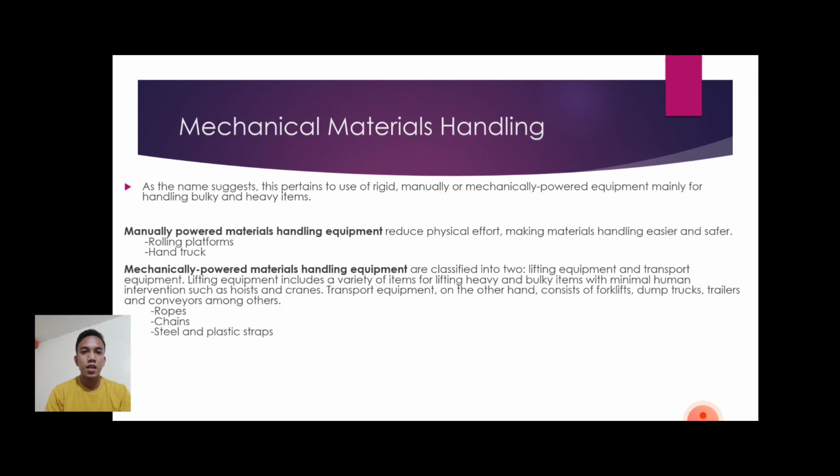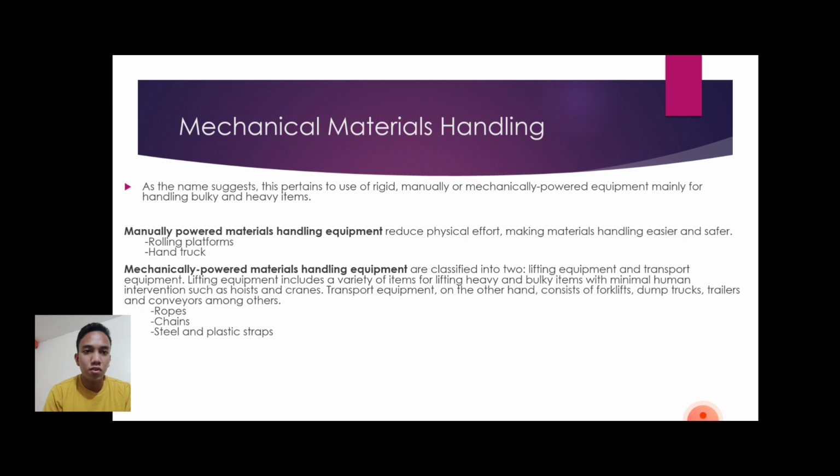Mechanical materials handling, as the name suggests, pertains to use of rigid, manually or mechanically powered equipment, mainly for handling bulky and heavy items. Manual powered materials handling equipment reduce physical effort, making materials handling easier and safer. That is the rolling platforms, hand truck, and etc. Mechanical powered materials handling equipment are classified into two: lifting and transport equipment.